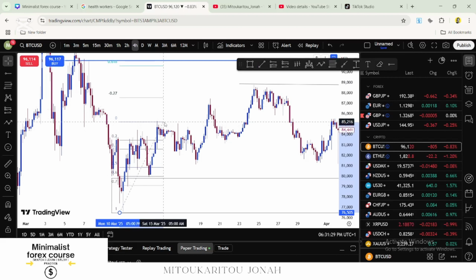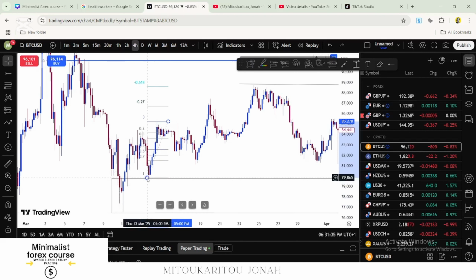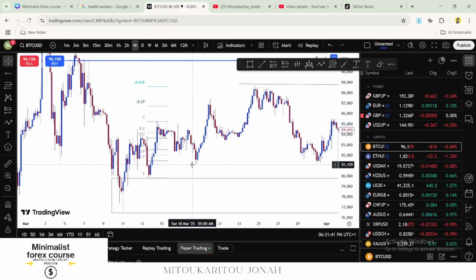Or if you didn't get that one, you could wait for price to come down. Then when it comes down, you track your Fibonacci retracement. So take your buy from this point, right? Basic concept: supply and demand, understand the candlesticks, and then know when to enter. And then you catch your negative 27.